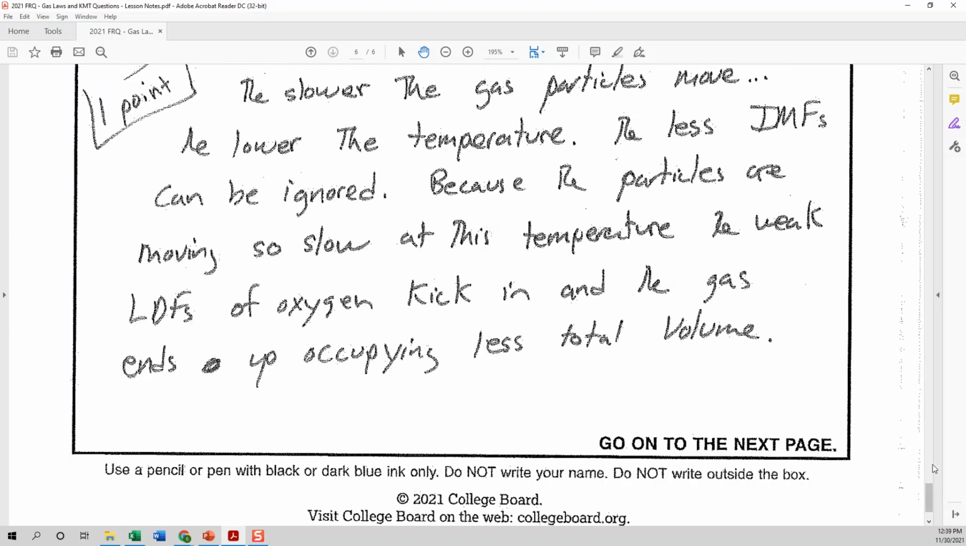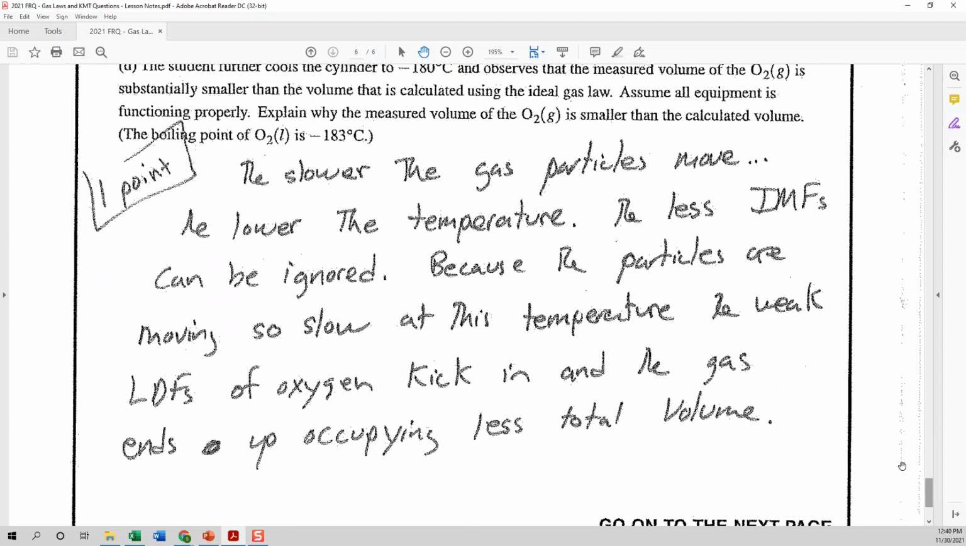All right. I kind of switched this up. It says the slower the gas particles move, the lower the temperature. I would say the lower the temperature, the slower the gas particles move. I don't know why I switched that. So the lower the temperature, the slower the gas particles move, the less IMFs can be ignored. Remember, an ideal gas ignores intermolecular forces between the particles. But the slower the particles move, so the lower the temperature, the less you can ignore IMFs.